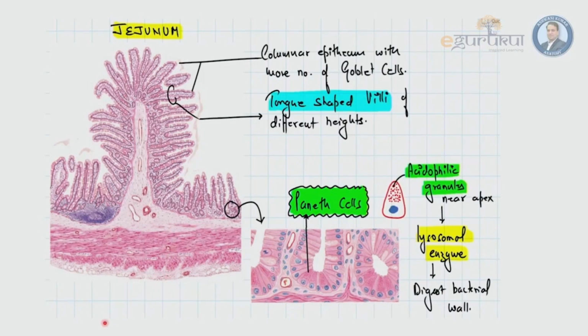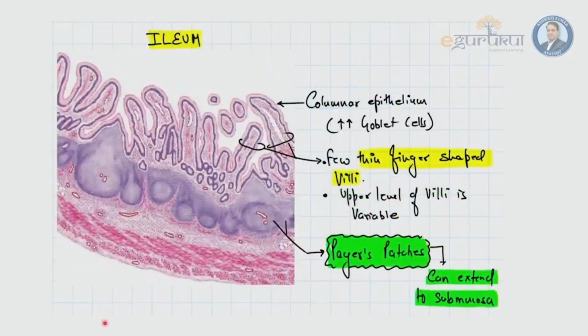Now from duodenum and jejunum, if I move on to the ileum part, what you'll see in the ileum is that the number of goblet cells will suddenly increase and we have fewer villi compared to the jejunum. Look at this slide. What you see here, the number of villi are less, they are short, and again the upper surface of the villi is variable. That is always a tell for the villi. The number of goblet cells will increase in this part.